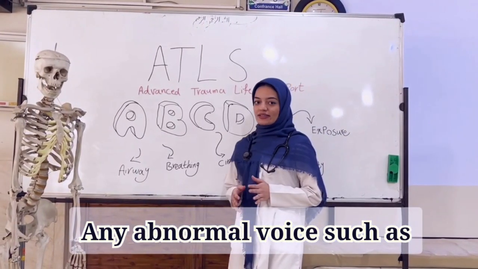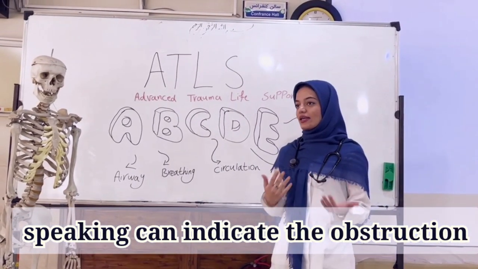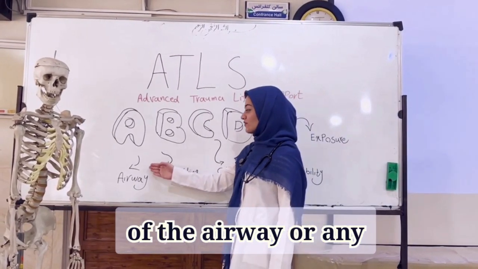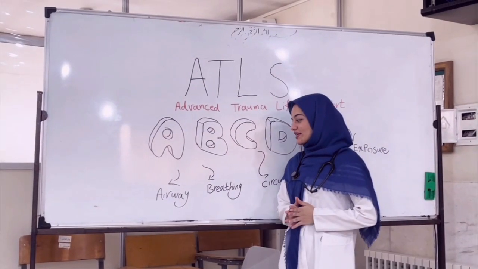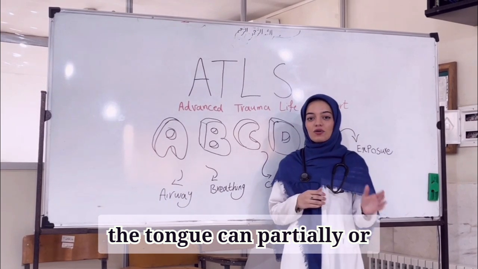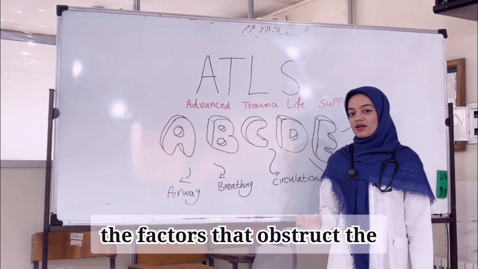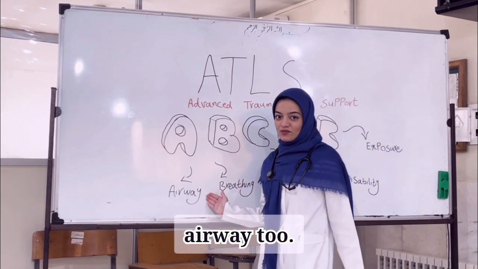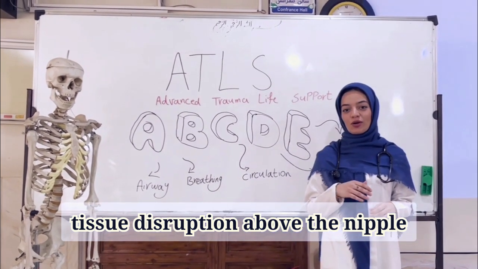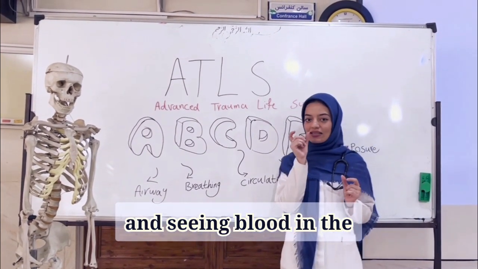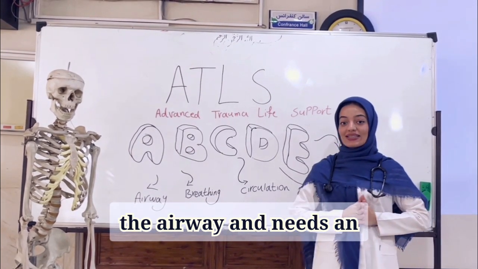Any abnormal voice such as stridor, hoarseness, or pain while speaking can indicate obstruction of the airway or any problem in the airway that could be checked. In obstructed patients, the tongue can partially or completely obstruct the glottis, and this can be one of the factors that obstruct the airway too. Complex facial fractures and tissue disruption above the clavicle, and seeing blood in the mouth or airway, can obstruct the airway and need an intervention.